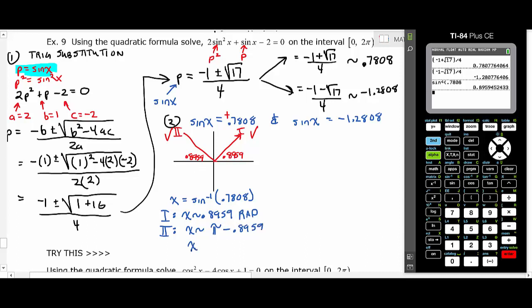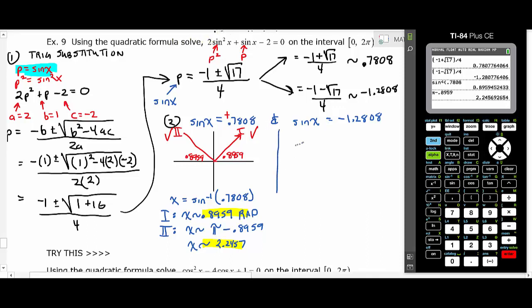Okay, so we need to do that. So x, we need to just take the calculator and take pi minus the reference angle, 0.8959. We'll round this to 4 decimals. Okay, so I'm going to get 2.2457. Okay, so what we have then is we've got a quadrant 1 answer and a quadrant 2 answer of this problem. Okay, all right, so we got that.